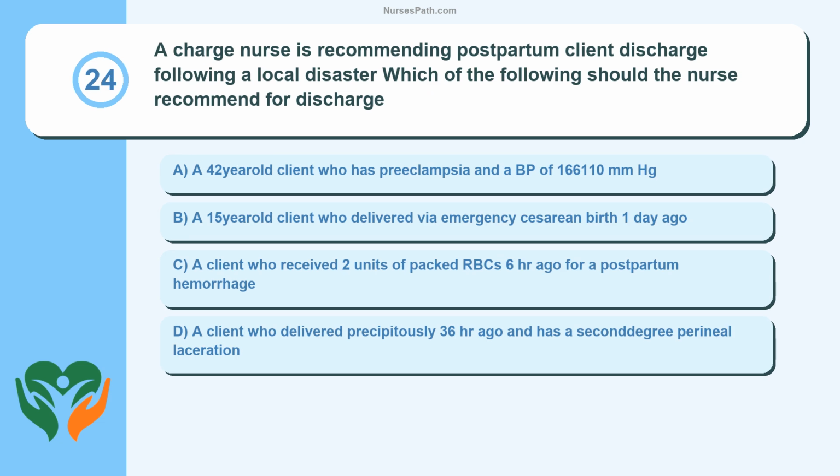Question 24. A charge nurse is recommending postpartum client discharge following a local disaster. Which of the following should the nurse recommend for discharge? A 42-year-old client who has preeclampsia and a BP of 166/110 mm Hg. A 15-year-old client who delivered via emergency cesarean birth 1 day ago. A client who received 2 units of packed RBC 6 hours ago for a postpartum hemorrhage. A client who delivered precipitously 36 hours ago and has a second-degree perineal laceration.